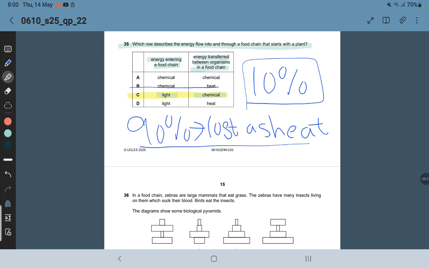Now, so I have option B and option D incorrect. Now option A, energy entering a food chain as chemical, of course no, because a plant does not get chemical energy.